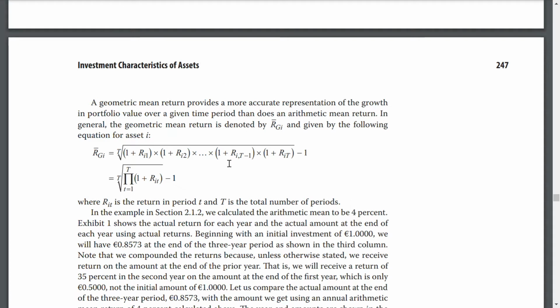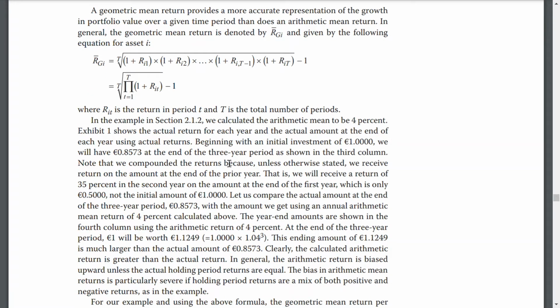A geometric mean return provides a more accurate representation of the growth in portfolio value over a given time period than does an arithmetic mean return in general. The geometric mean return is denoted as RG and given by the following equation, where R_it is the return on the asset i in period t, and T is the number of periods.